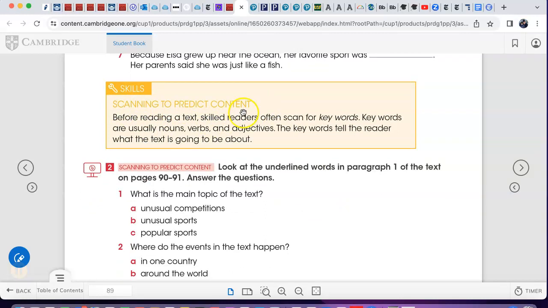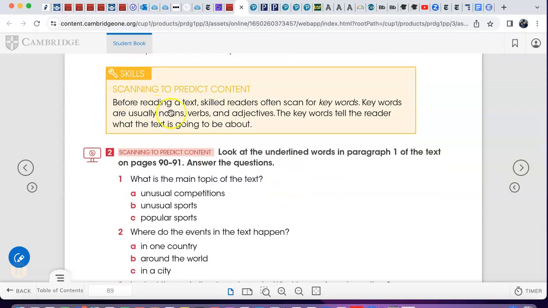Scanning to predict content. So before we actually do the reading, I'm going to have you scan it first for some key words. You're going to pay particular attention to the nouns, verbs, and adjectives in paragraph 1. And you're going to use those nouns, verbs, and adjectives to try to figure out what the text is going to be about.